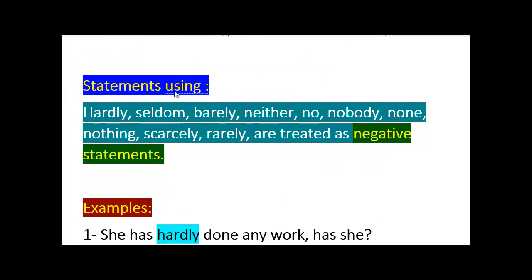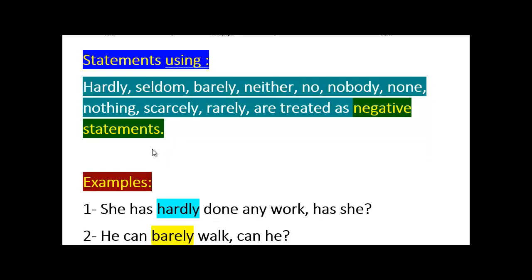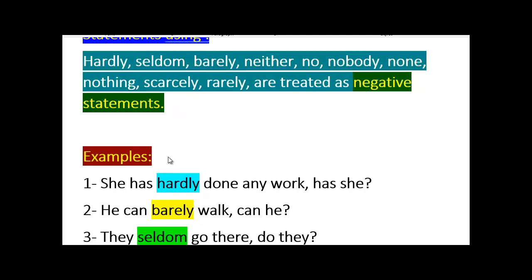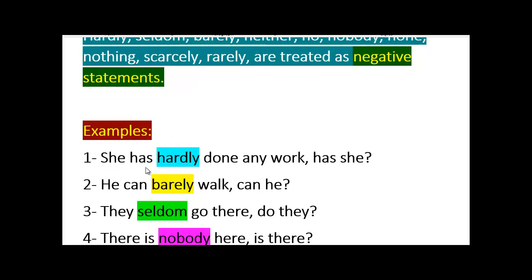Just a quick remark about statements using hardly and seldom and barely and neither and no. Negative word adverbs sometimes. Okay, yes, and nobody and none and nothing, scarcely and rarely. Okay, if we see them in a sentence or a statement, we treat it as a negative statement. So the question tag will be positive straight away. Okay, examples. She has hardly done any work, has she? You got that?